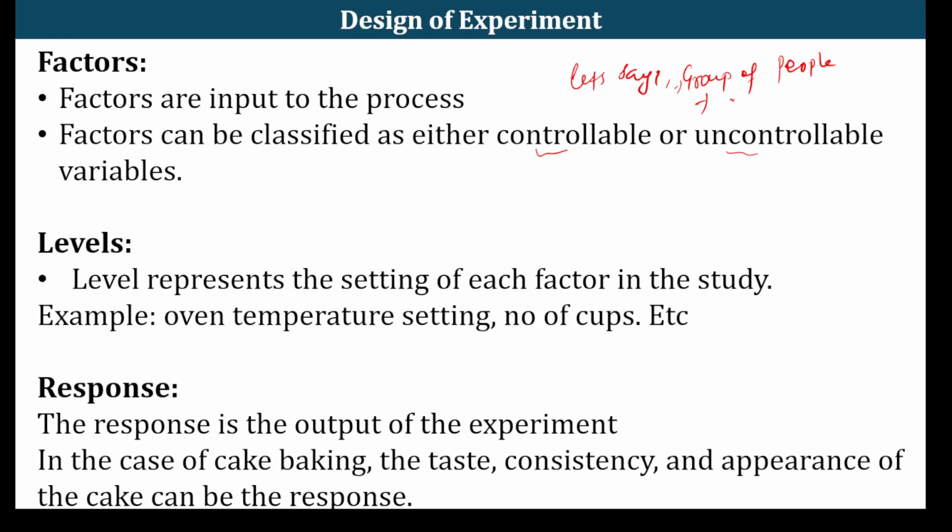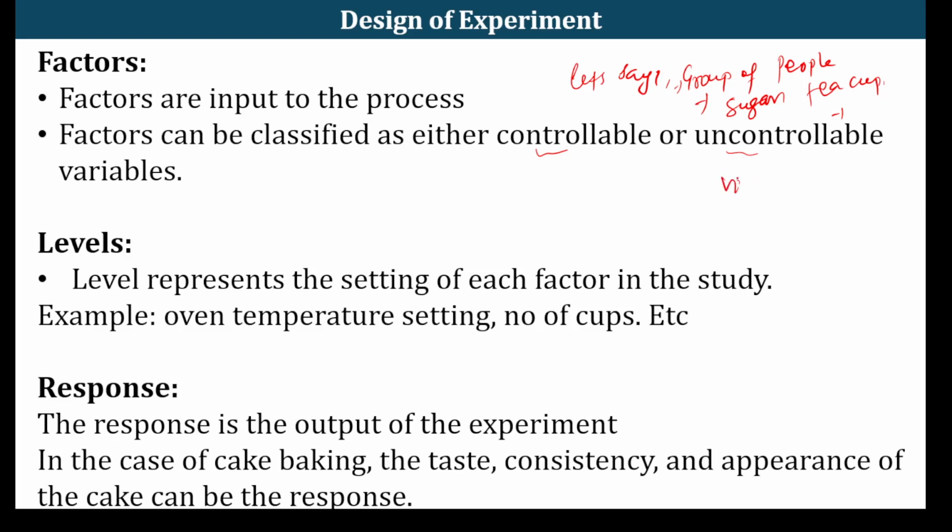Let's say we have sugar, or the tea cup. It can be anything, a factor that is going to directly affect the response of the experiment, the output. So that can be controllable or uncontrollable.